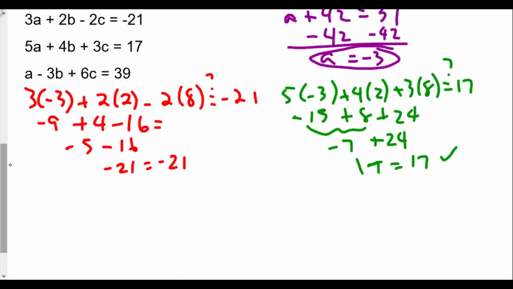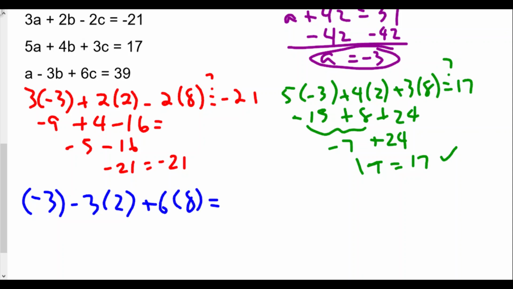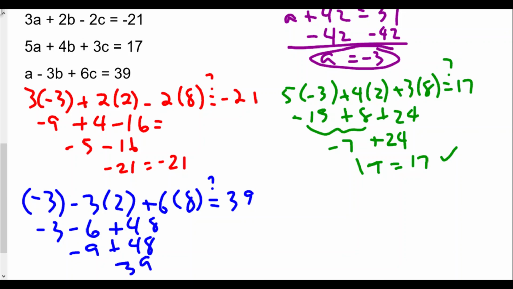And now finally, for the third equation. Here, the third equation is the last one we have, which is a minus 3b plus 6c equals 39. So does negative 3, that's what a is equal to, minus 3 times 2 plus 6 times 8 equal 39? And so negative 3 minus 6 plus 48, that's negative 9 plus 48. Yeah, that's 39. 39 equals 39, so that checks out as well. And so we see in this case the three values check in all three equations. Works out fantastic, ladies and gentlemen.